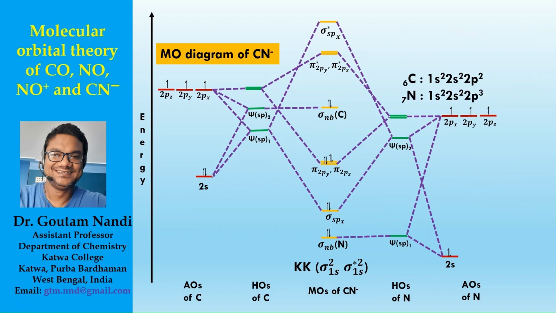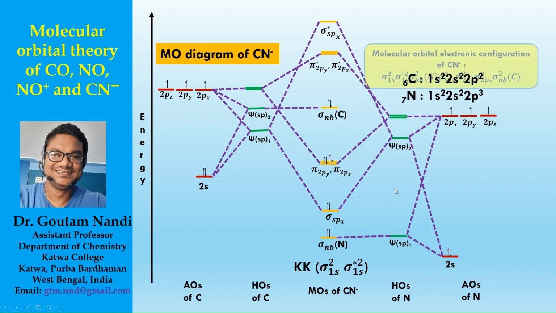Now finally for cyanide ion, here carbon has the atomic number 6 and nitrogen has 7. So there will be total 14 electrons, because there is one negative charge. Okay, and that extra electron is placed in the carbon orbitals. So the same concept, carbon will produce some hybridized orbitals and nitrogen will produce some hybridized orbitals, and they will interact to give the molecular orbitals of cyanide ion.